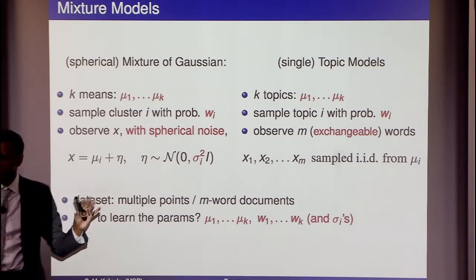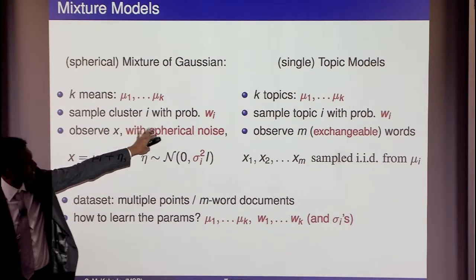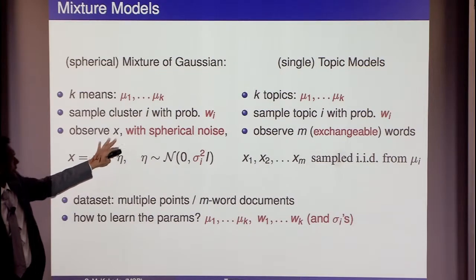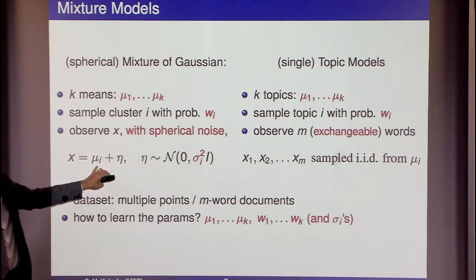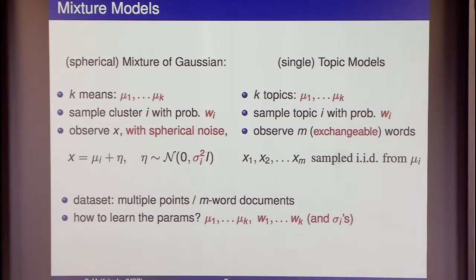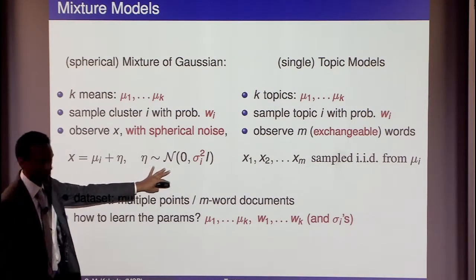Let's generate our data. OK, so how are we going to do it? For each data point, we're going to sample a cluster i with probability w_i. And the point we observe is just going to be this mean mu_i plus some noise we're adding to it. And let's say the noise is spherical for now. It might have different variances. So Rong's going to look at the general case later on.